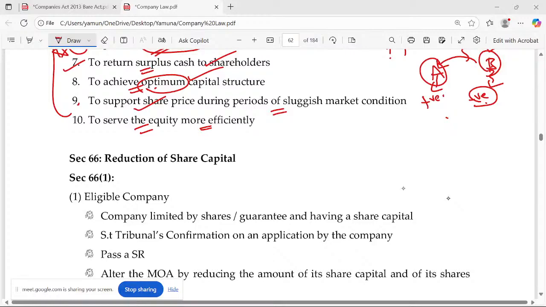Now. Okay. Section 66, reduction of share capital, reducing the share capital. Simple by the heading.